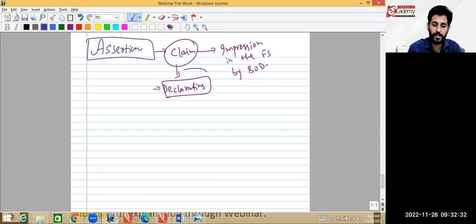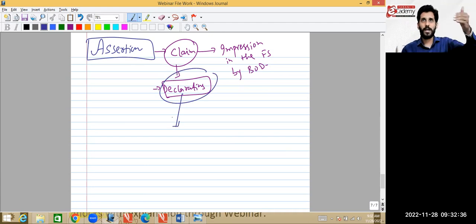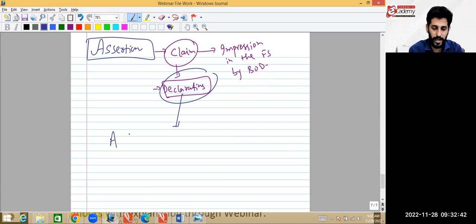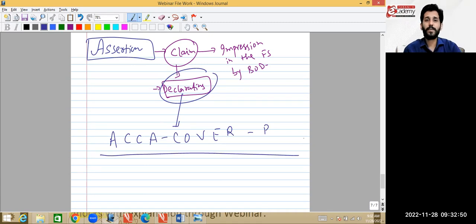And these declarations, I made the mnemonic, one of the approved publishers in the notes. There was the mnemonic which you can simply memorize, that is ACCA cover P. ACCA cover P is actually the assertions. And these are the assertions which we will have to verify, because these are the claims which have been given by the management.